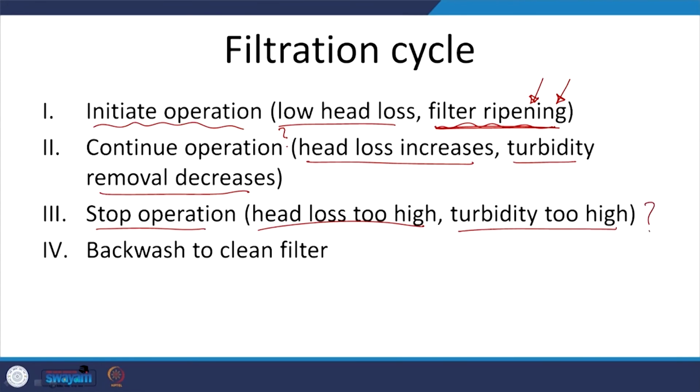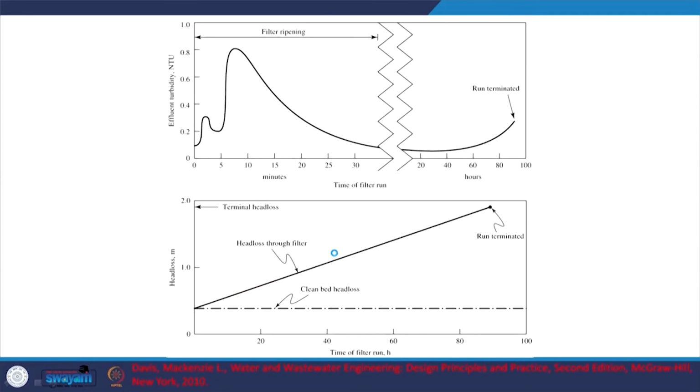And then after this, obviously I can't throw the filter or the media out. What am I going to do? I am going to backwash to a clean filter. So hopefully I have this. Okay, what do we have here?